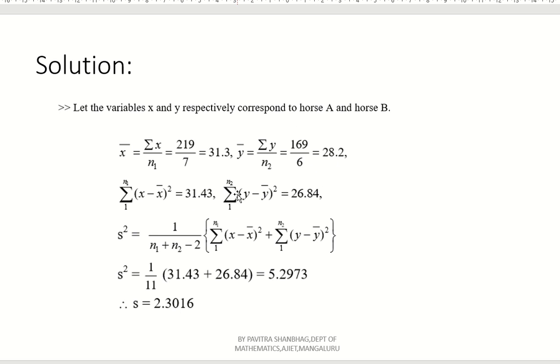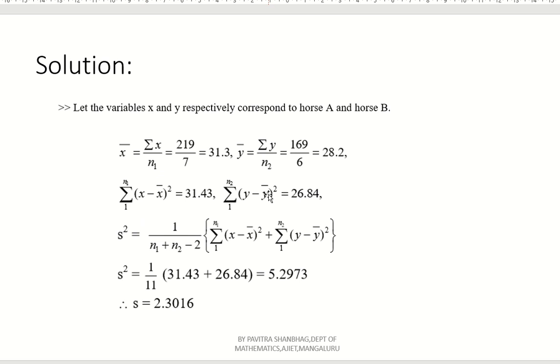Now we need to find what? S square. What is S square? S square is nothing but 1 by n1 plus n2 minus 2 into S1 square plus S2 square. But how to find S1 square? S1 square is nothing but summation x minus x bar whole square. That is, you will get 31.43.